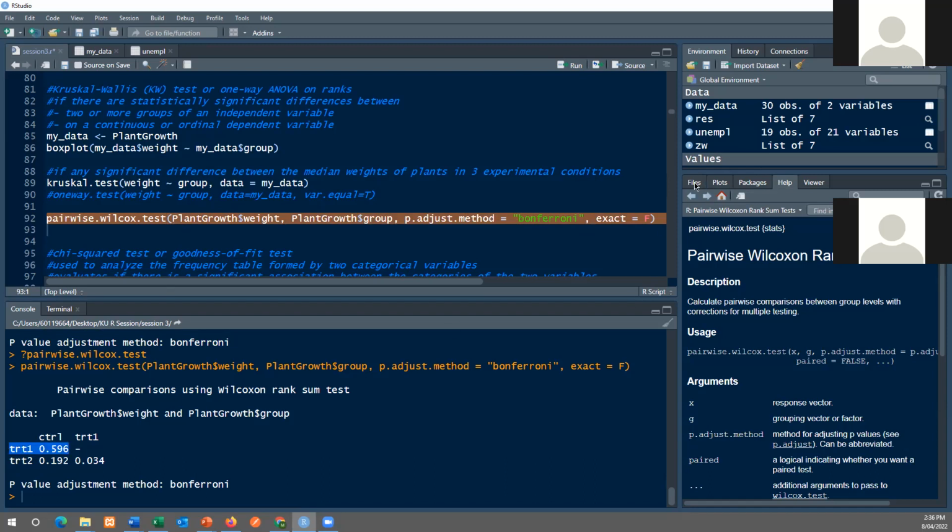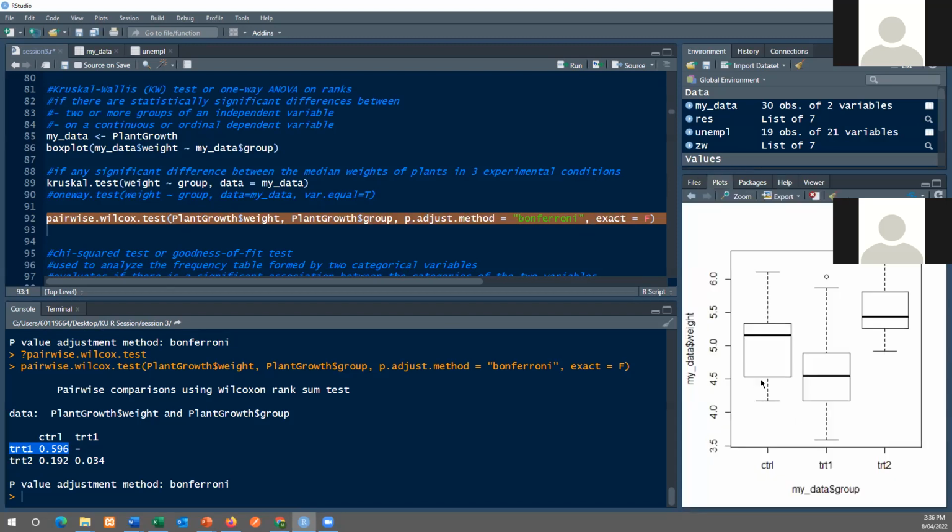Okay, so eventually look at the box plot now. You can see probably control and treatment 1 doesn't have this, but look at treatment 2. There could be a significant difference, okay? And that is actually 0.03, which is less than 0.05. So that means we are rejecting the null hypothesis and accepting the alternative hypothesis.